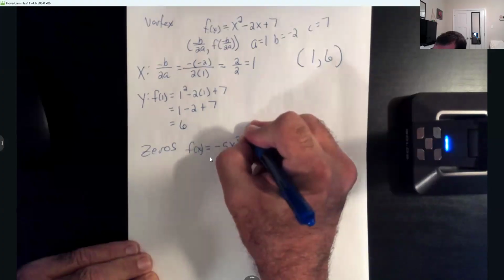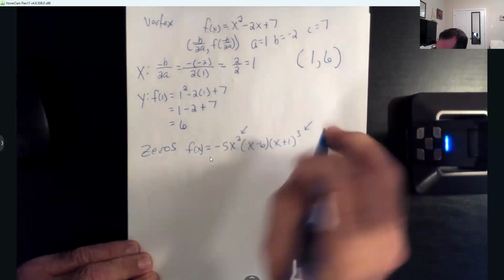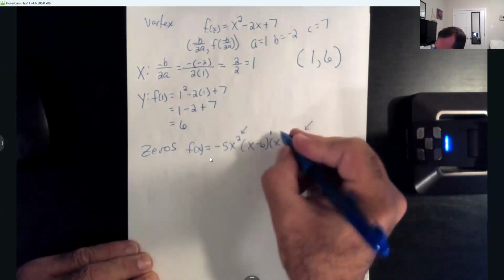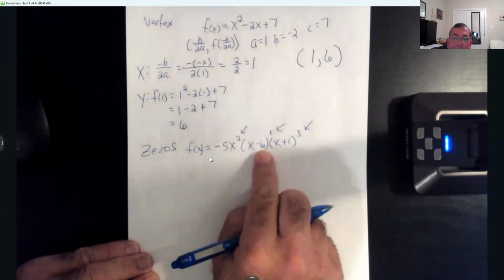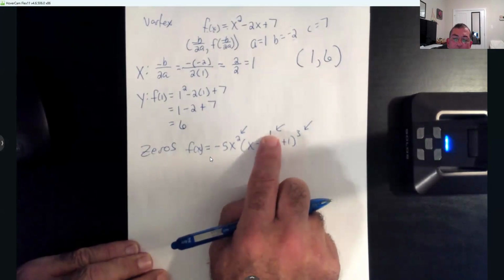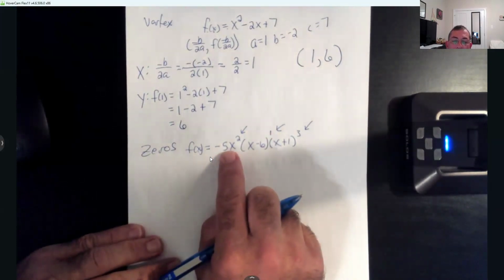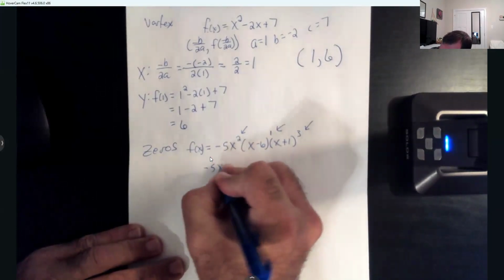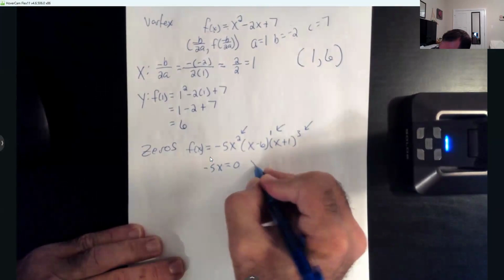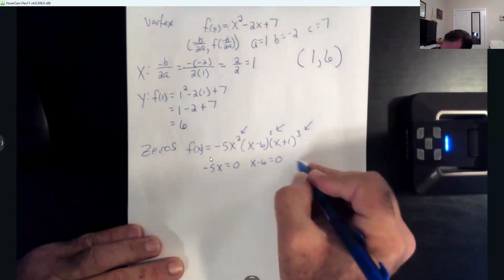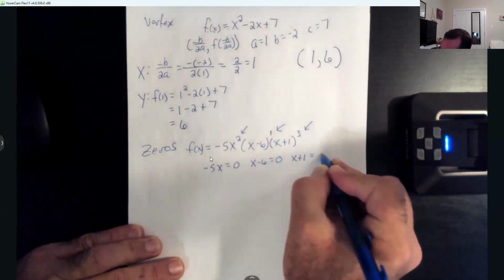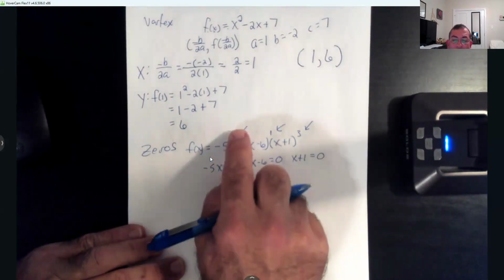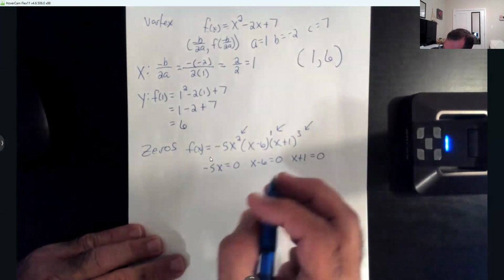Now remember, the exponents are my multiplicities. Since the x minus 6 don't have an exponent, it's a 1. So parentheses that don't have exponents, it's automatically a 1, okay? All righty. So what I do is I'm going to set negative 5x equal to 0, x minus 6 equal to 0, and then x plus 1 equal to 0. Solve all three of these to get the zeros, and then those will be their multiplicities, okay?